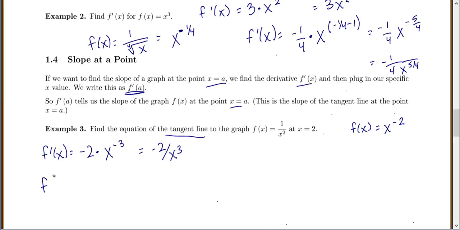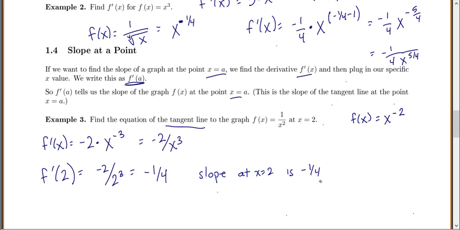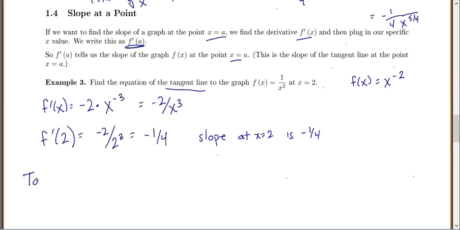So that's our slope at any point. Now let's find it at the specific point of x equals 2. So at x equals 2, we're going to have negative 2 over 2 cubed, which is, let's see, negative 1/4. So the slope at x equals 2 is negative 1/4. So now our tangent line.